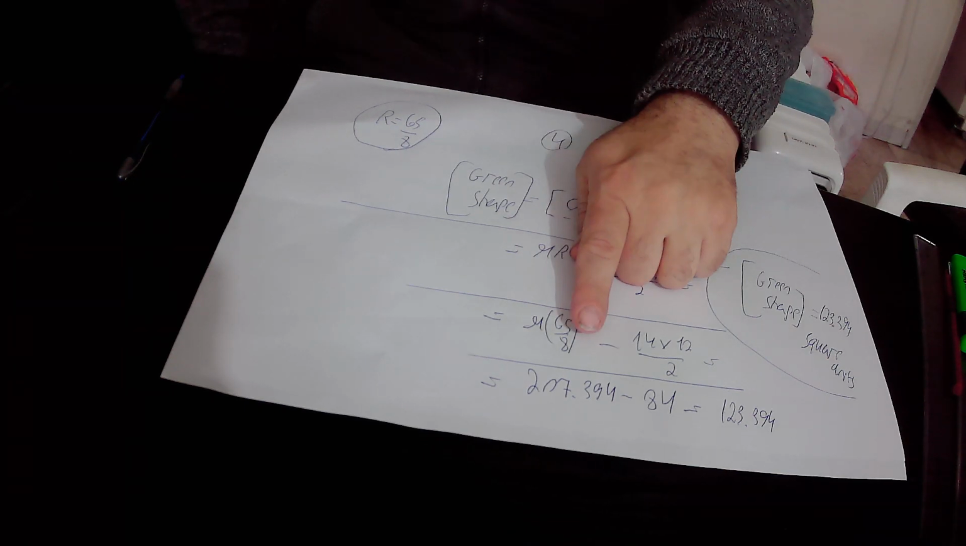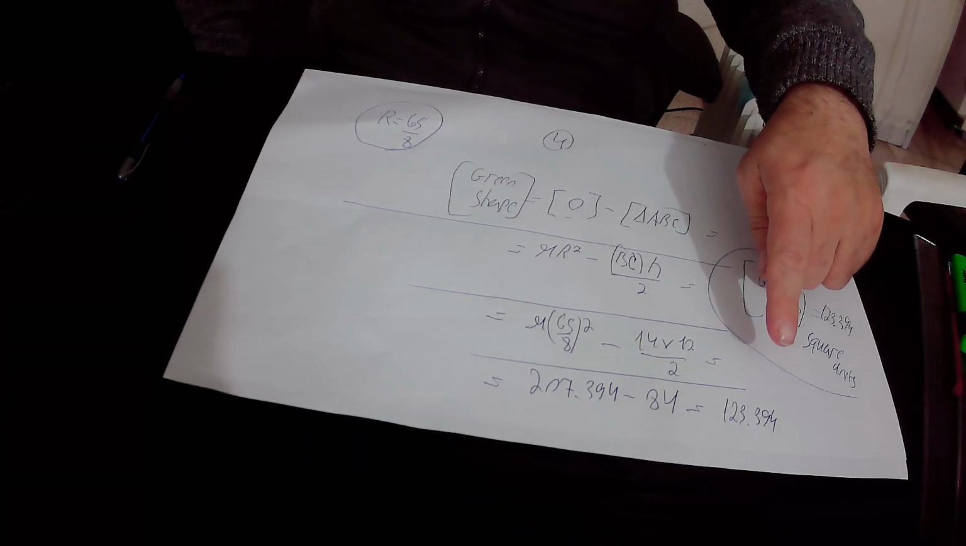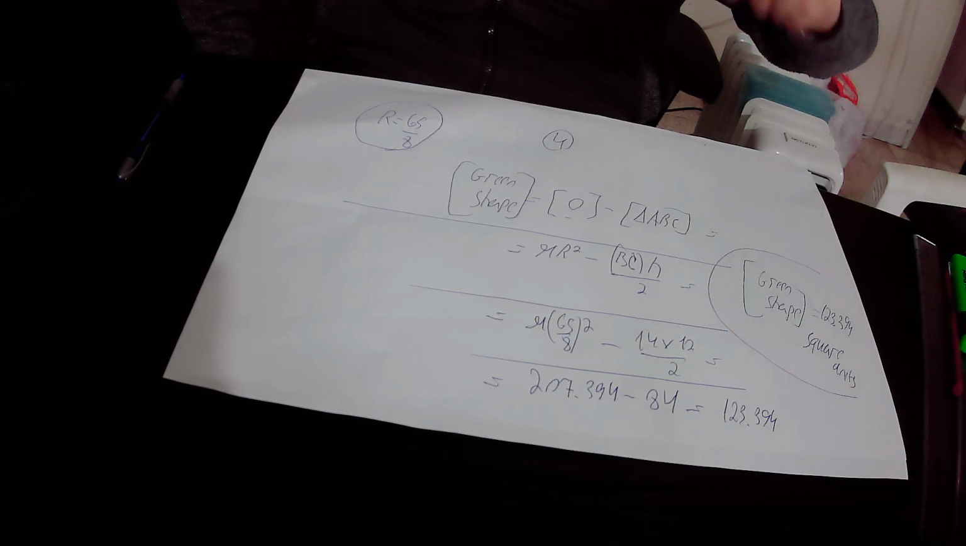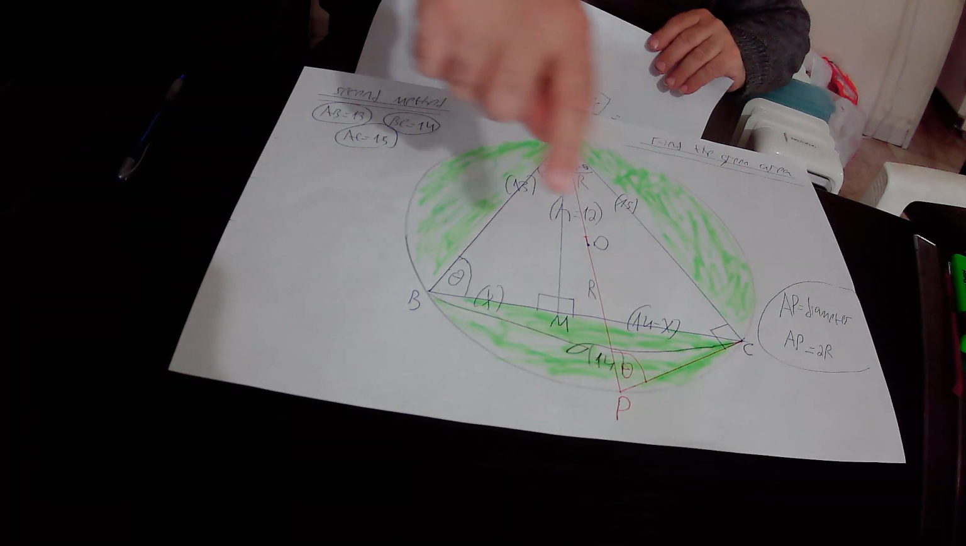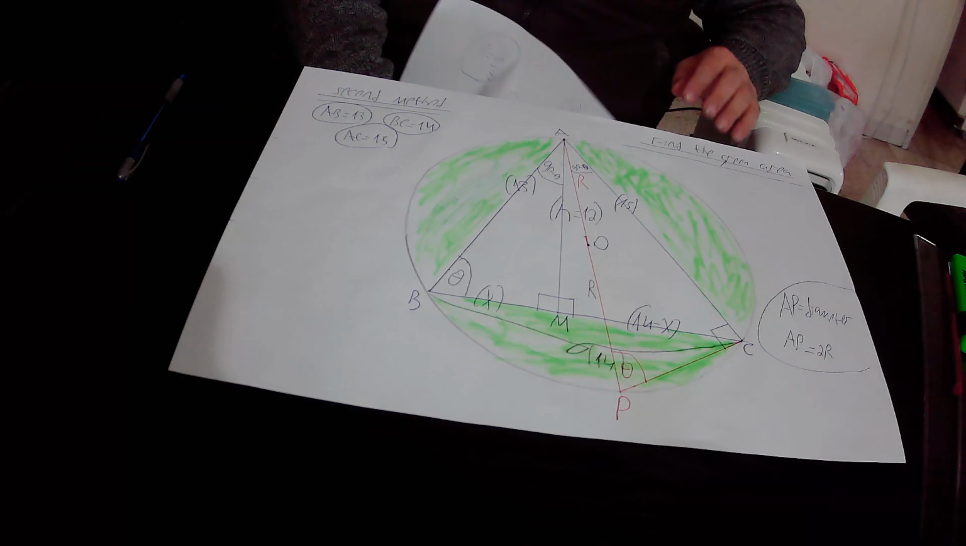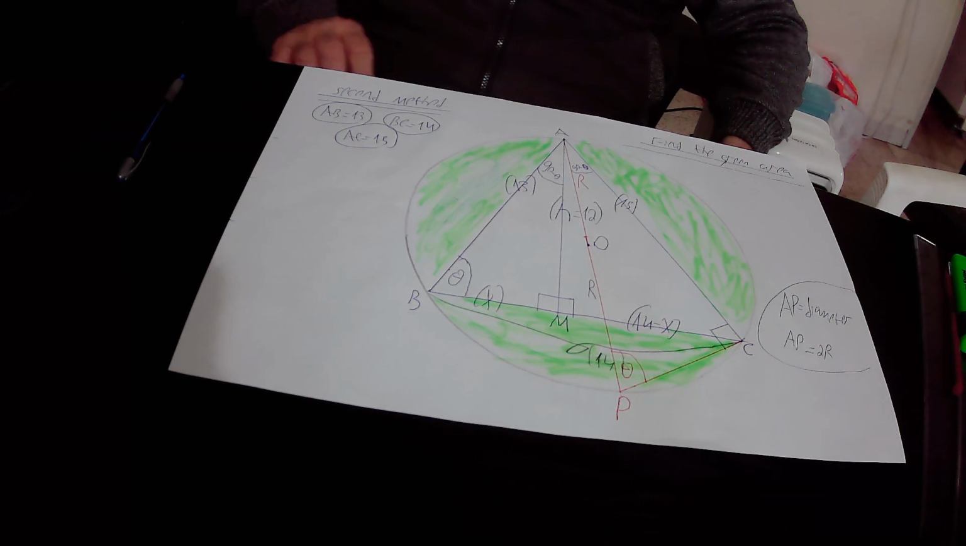And 207.394 minus 84 equals 123.394 square units. So we actually found out that in both methods, the area of this green shape equals 123.394 square units. Okay, thank you very much.